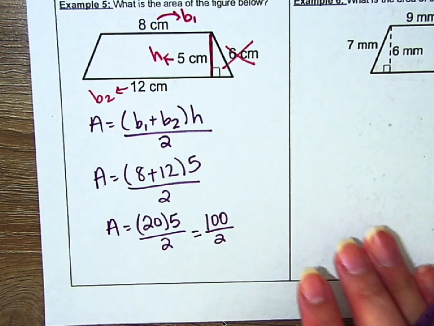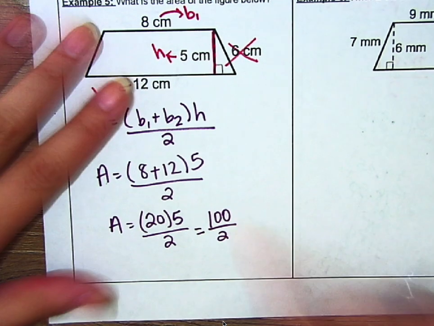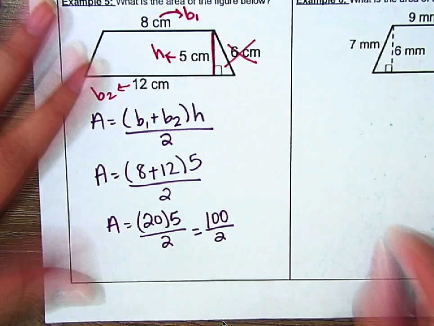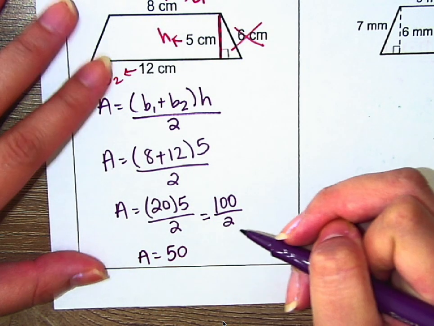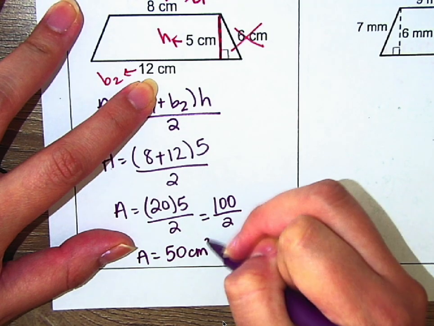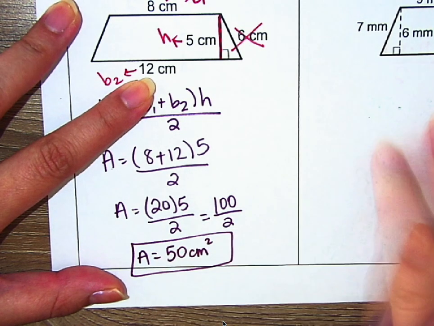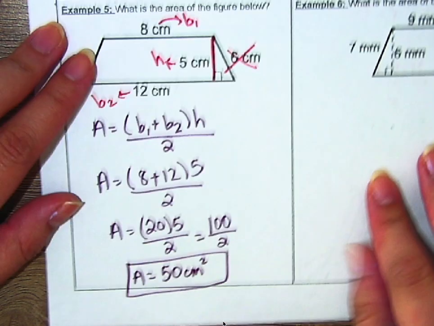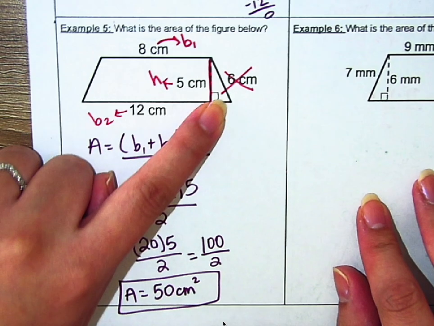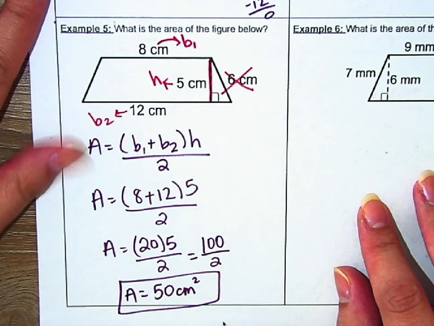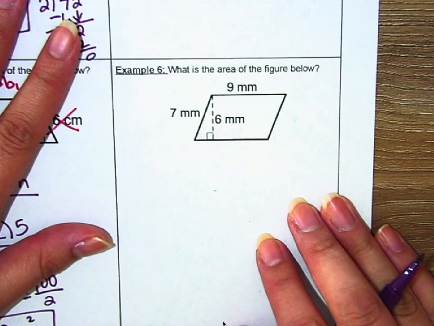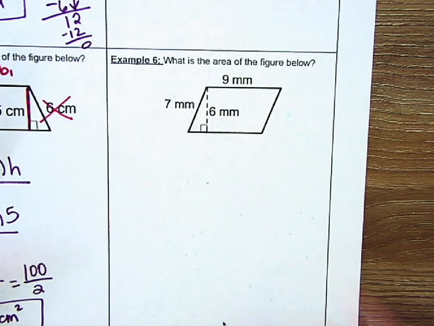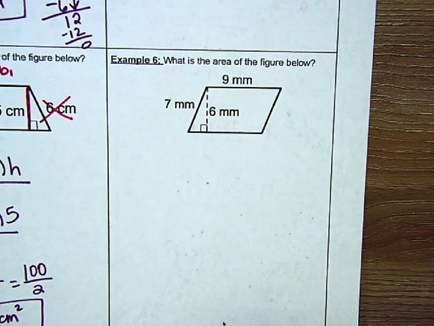Okay, so I'm almost finished. What's half of 100? 50. So A is equal to 50. My measurement is cm squared. Okay, you need to be careful with these. They're going to add some extra numbers, but make sure you know the difference. Okay, and the last one, you are going to finish it. I'm just going to show you how it needs to be done.